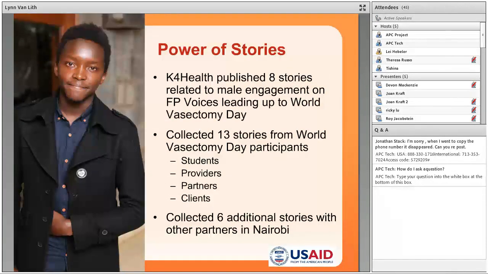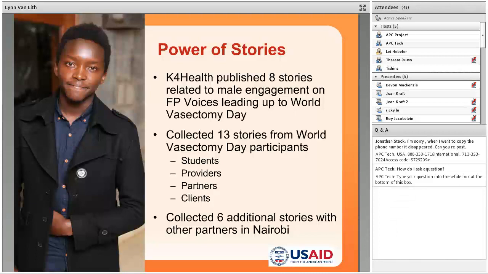So on the next slide, I want to also highlight the work of the K for Health project and their use of the power of stories. K for Health published 8 stories related to male engagement on family planning through the FP Voices project leading up to World Vasectomy Day, and then collected 13 stories during the event itself from World Vasectomy Day participants.